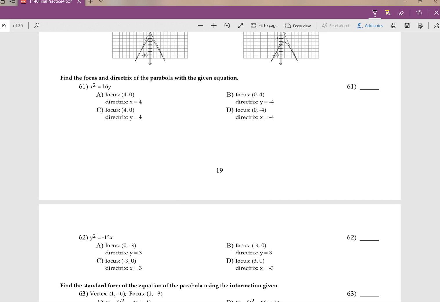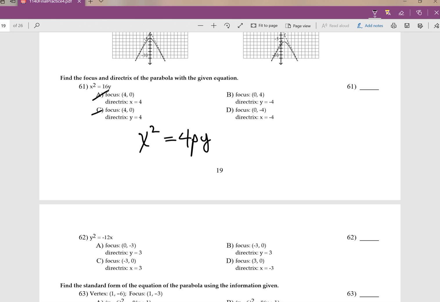For 61, I'm going to go ahead and continue because these have been pretty quick. It says find the focus and the directrix of the parabola with the given equation. And so this is x squared equals 16y. Remember, these are x squared equals 4py in this case. And so for this one, the y term has to be the leading value for the focus. So it's not any of those two.